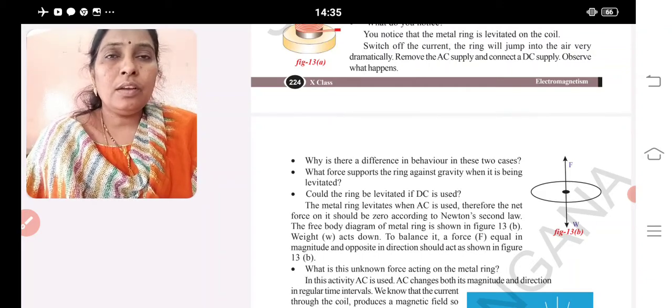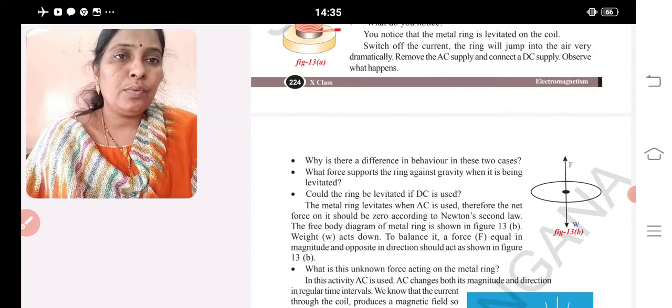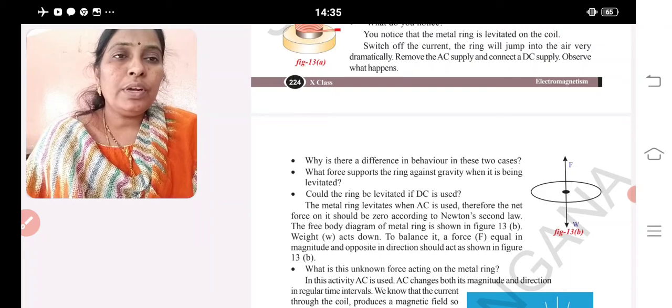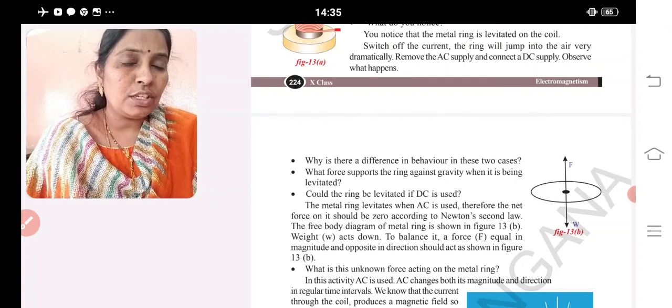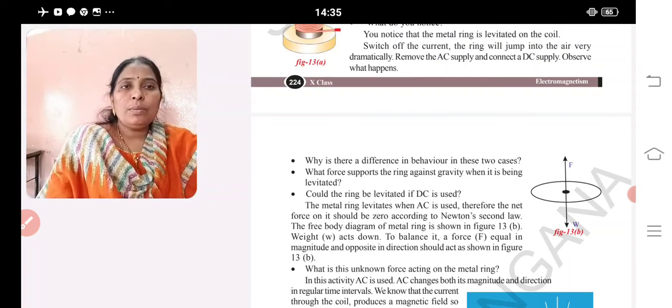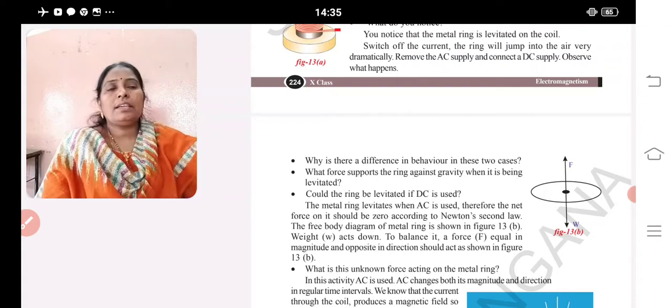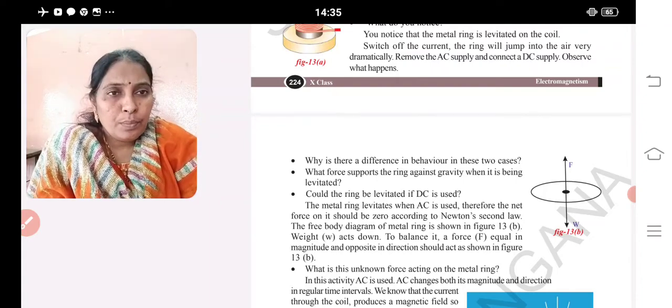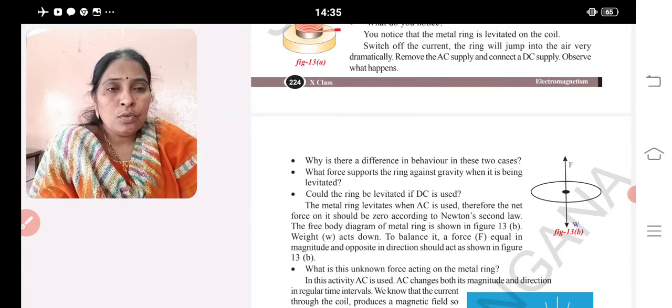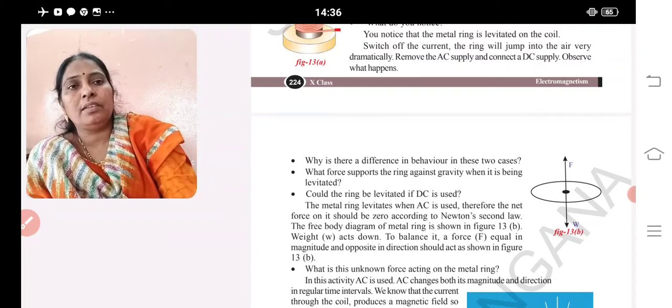The metal ring elevates when AC is used. Therefore, the net force on it should become zero according to Newton's second law. The free body diagram of the metal ring is shown in figure 13b. Weight acts on it in the downward direction. To balance that, a force of equal magnitude and opposite direction should act. What is the unknown force acting on that metal ring?